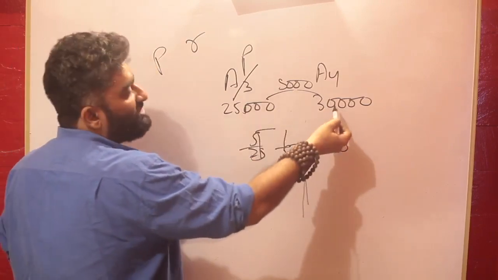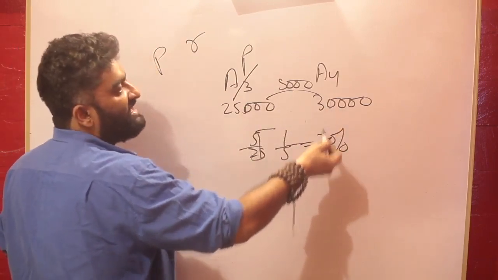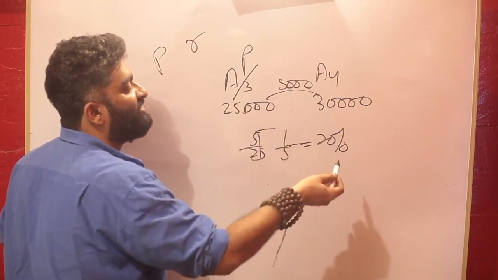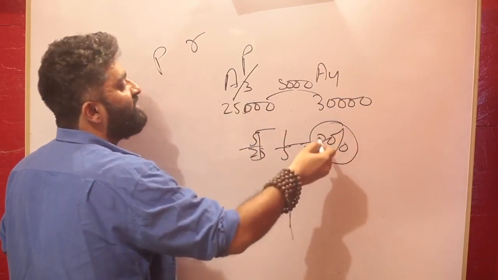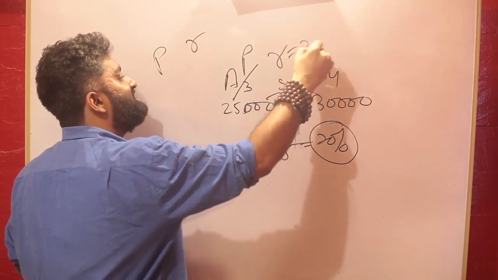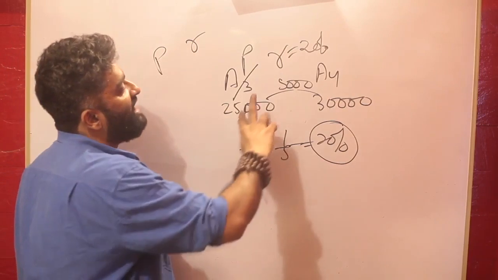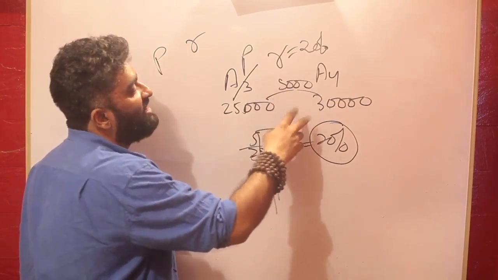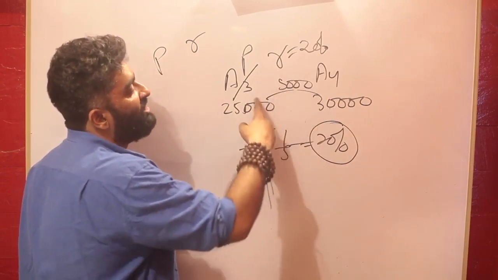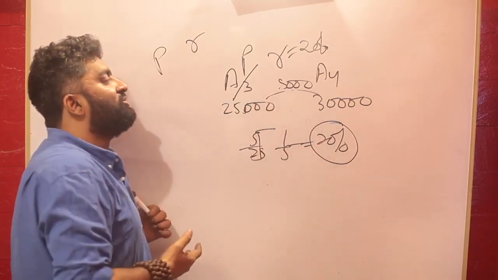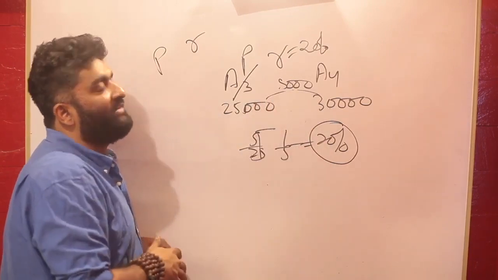So you could have also done this by using multiplying factors. 30 by 25, which means 6 by 5. 6 by 5 means an increase of 1 by 5, means an increase of 20%. That means the rate is 20%, right? So remember, if you have 2 consecutive years of data, you don't need to use the formula at all. Just find out the percentage change between the years and you will get your growth rate, or you will get your rate of interest, right?